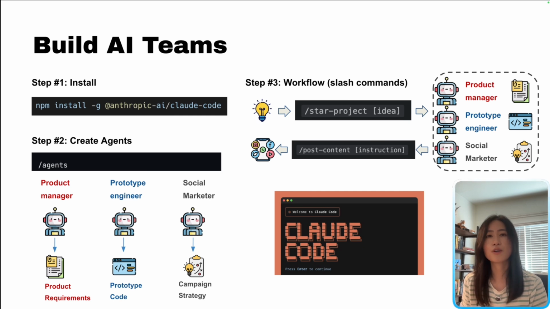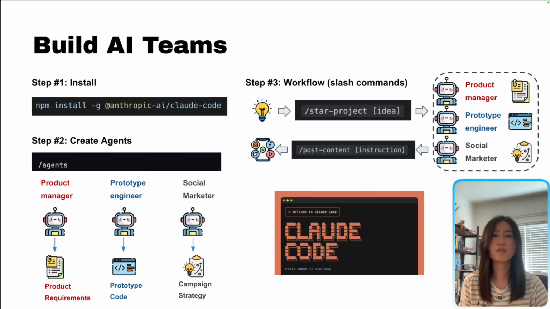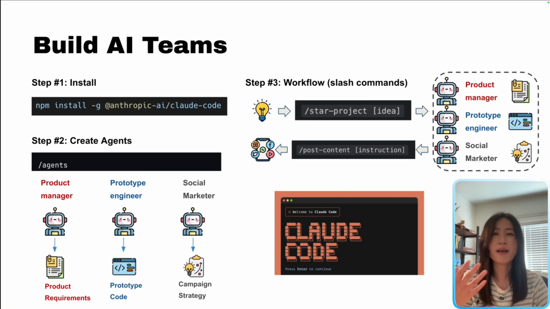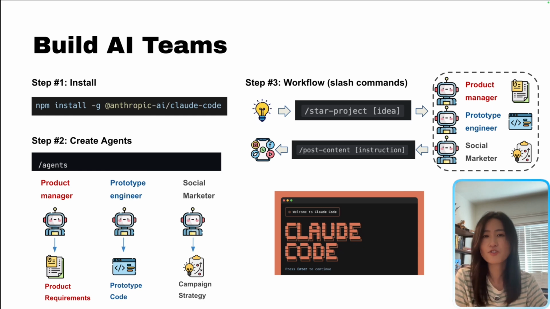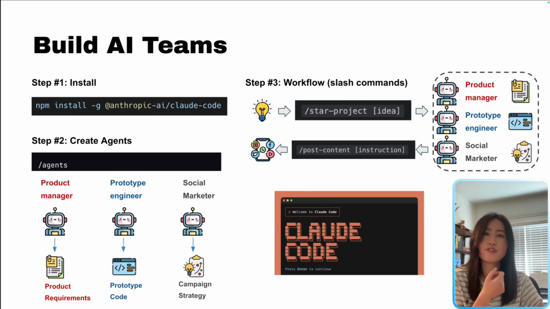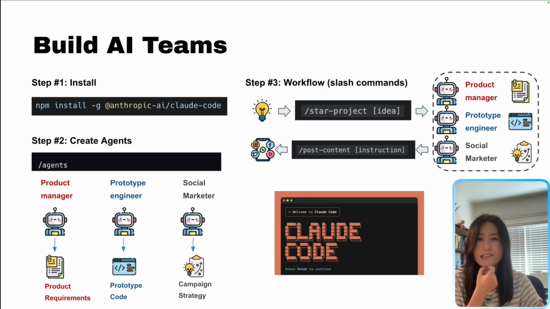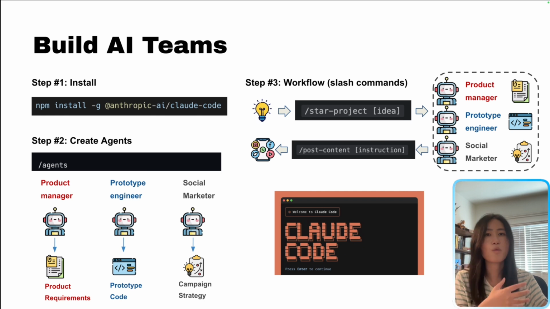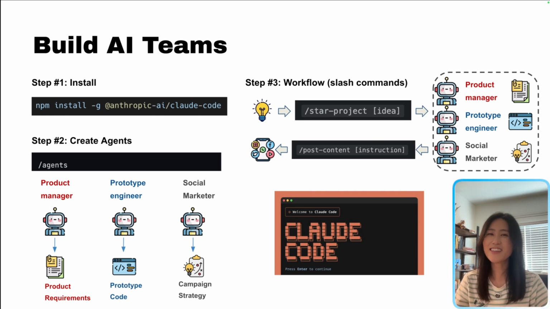I've created 2 customized / commands. The first one is start project and then specify your idea. Then it's going to spin up this AI team. The product manager agent is going to do the search, producing the product requirement. Prototype engineer will build the prototype. Social marketer will, based on the above, create a campaign strategy. When social marketer finishes the campaign strategy, we can use the second command, post content, with some instructions. And then social marketer will write a very nice social media content and post for us.